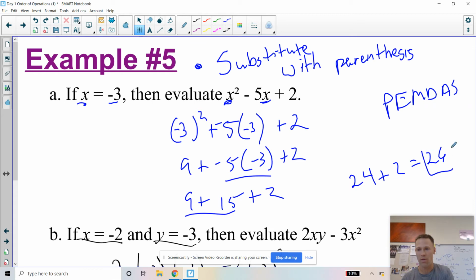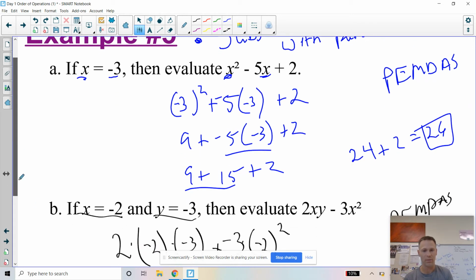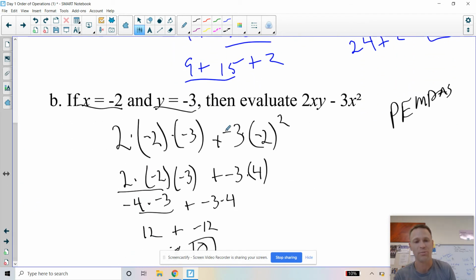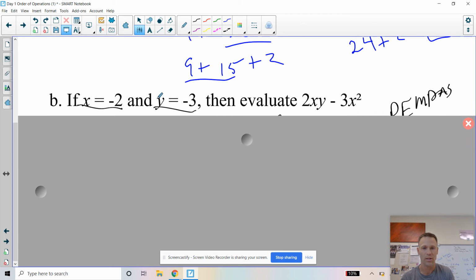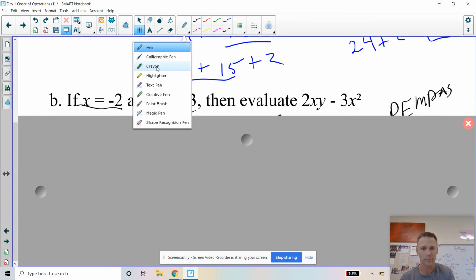All right, my battery is running low, so I'm going to speed up a little bit here because I don't want this thing to die on me. I got 10% left. All right, kind of going through this problem one part at a time. I'm going to bring the shade down, and I'm going to use my highlighter.